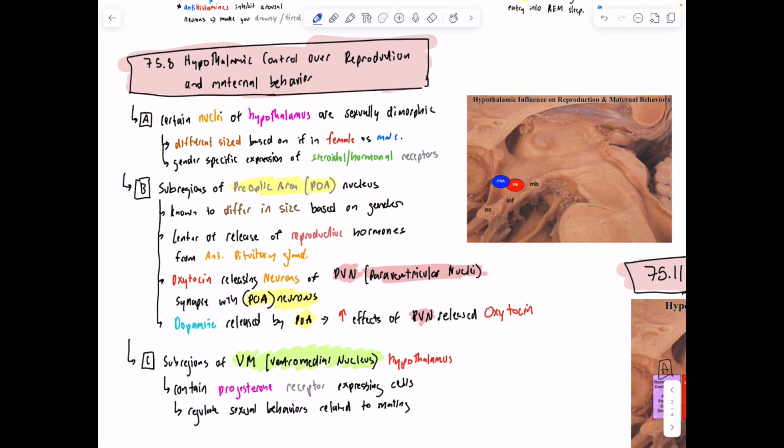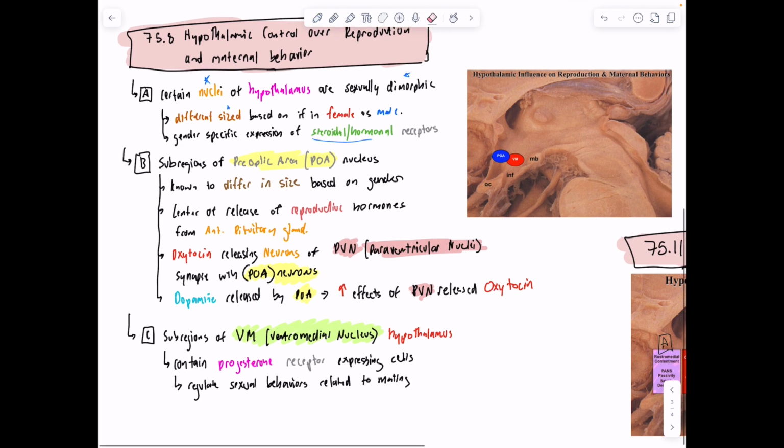We have hypothalamic control over reproduction and maternal behavior. So basically the idea is that depending on if you're female or male, you have nuclei of the hypothalamus that are sexually dimorphic, meaning different shape based on if you're male versus female, different size really. And you also have gender-specific expression of steroid or hormonal receptors. And the preoptic area, which we said was involved with stimulating sleep, is also a center for release of reproductive hormones from the anterior pituitary.